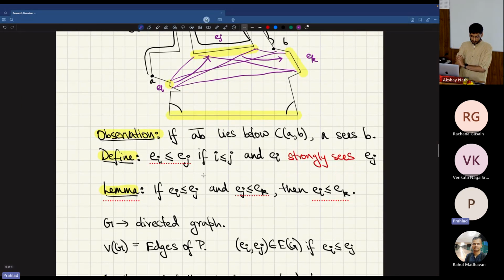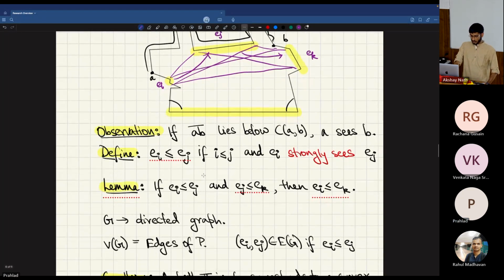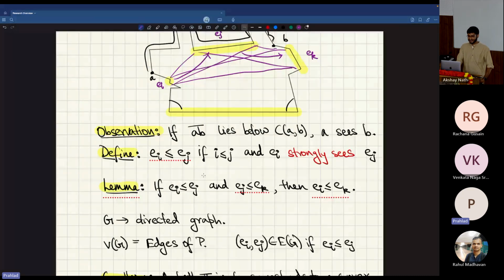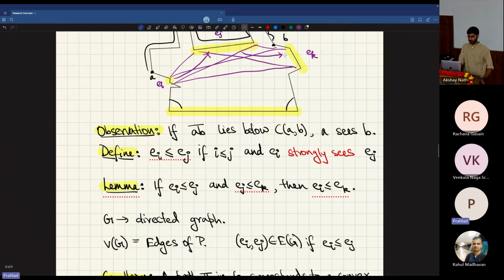So you have a graph G where the vertices are the edges of the polygon, except this weakly visible edge, the main edge in the bottom. And you have an arc between two edges, two elements of this vertex set, if they are related through this four-set relation.